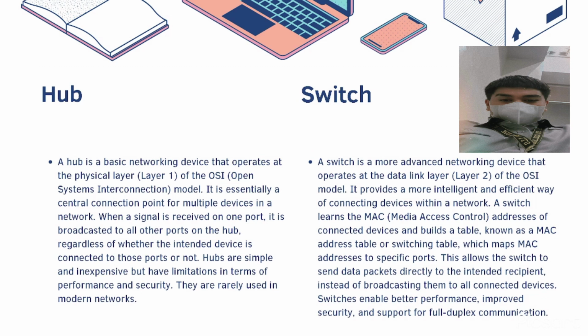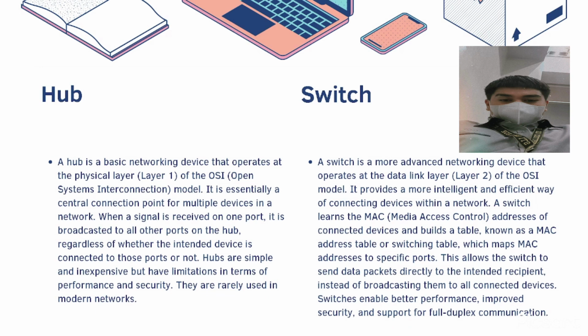The first one is the hub. A hub is a basic networking device that operates at the physical layer, layer 1, of the OSI, Open Systems Interconnection model. It is essentially a central connection point for multiple devices in a network. When a signal is received on one port, it is broadcast to all other ports on the hub, regardless of whether the intended device is connected to those ports or not. Hubs are simple and inexpensive but have limitations in terms of performance and security. They are rarely used in modern networks.